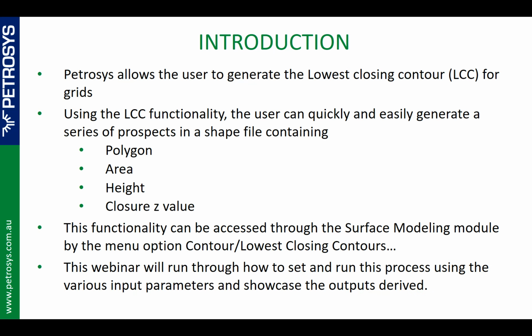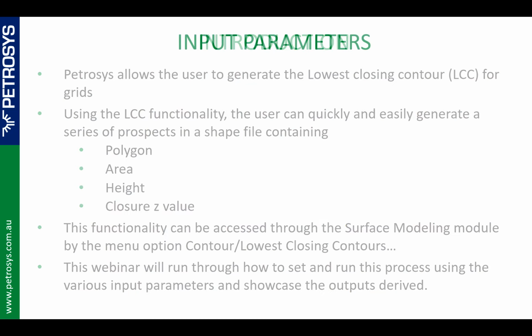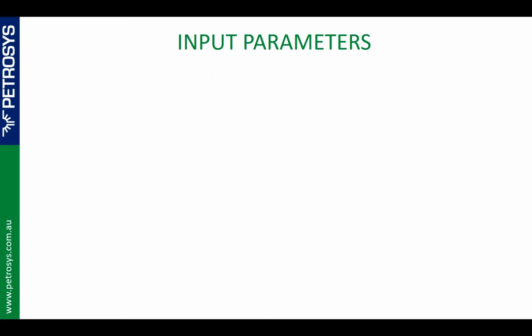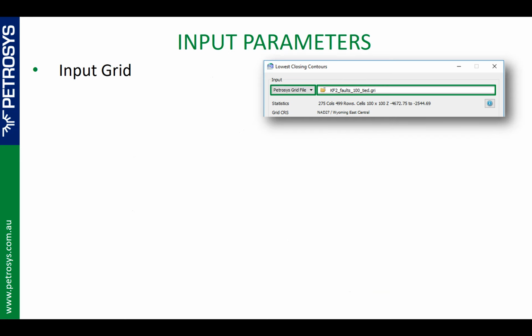And what we'll do is we'll run through how to set up and run this process using some various input parameters, and then we'll see what we can get out of that. So we'll have a look now at the input parameters that we can use. The first thing we need is the input grid. So we can use a Petrosys grid file or direct connects to third-party applications and pull grids in from those applications and run those.